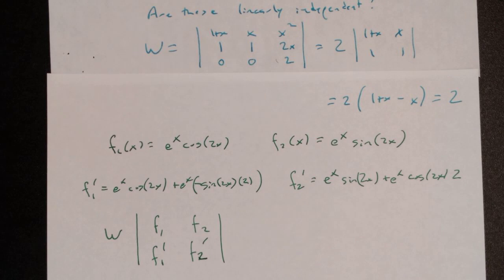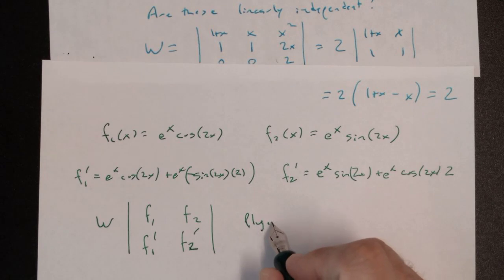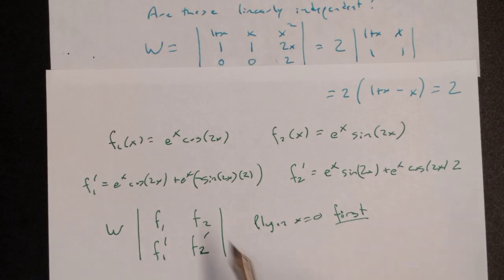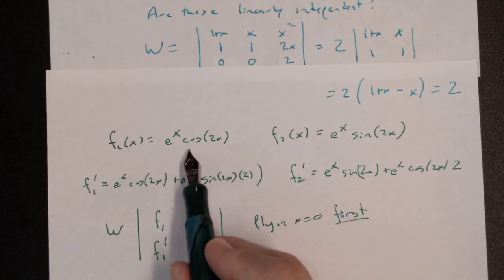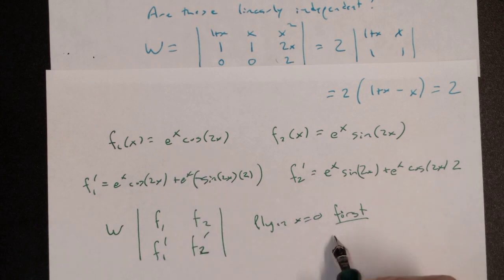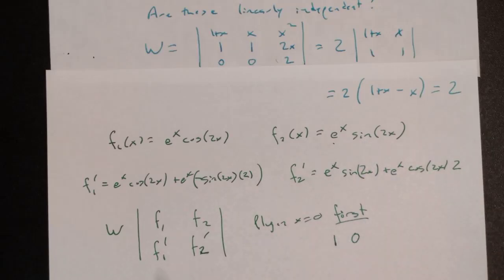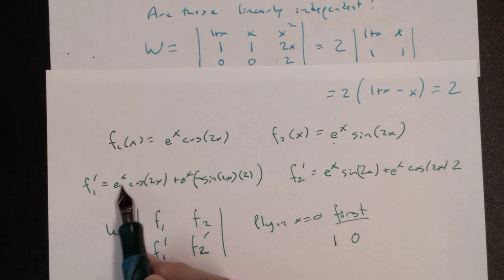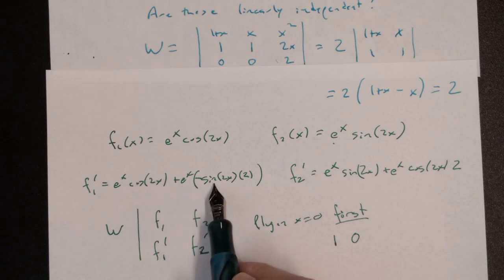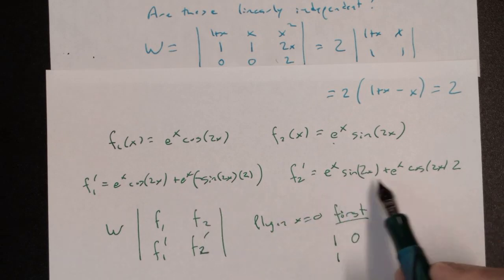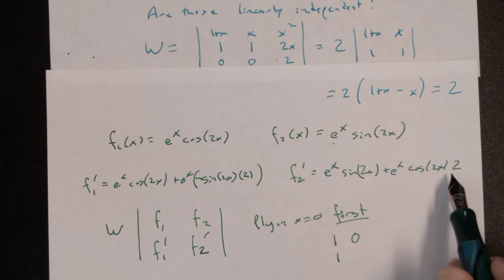What if we plug in 0 first? If I put a 0 in here, e to the 0 cosine of 0, e to the 0 times sine of 0, e to the 0 times cosine of 0, that's 1. e to the 0 sine of 0, that's 0, so that's 1 plus 0. This is 0, 1, 1, 2.